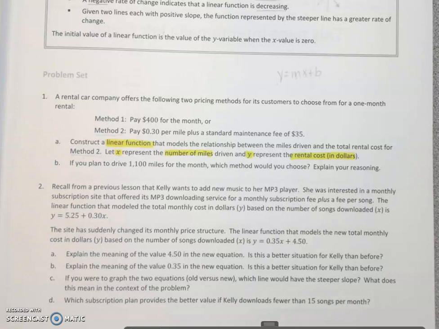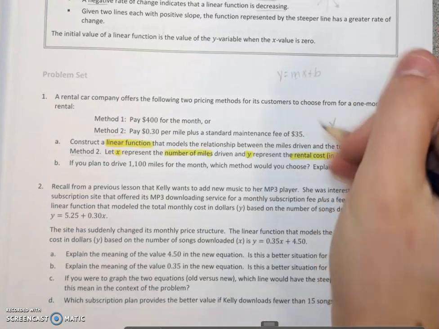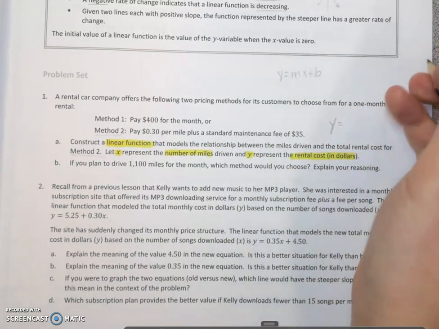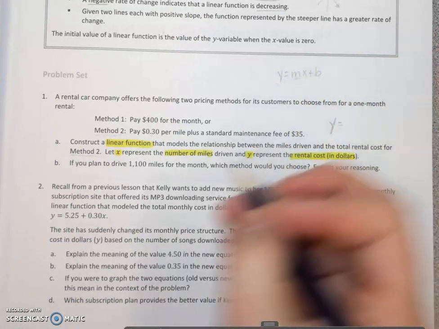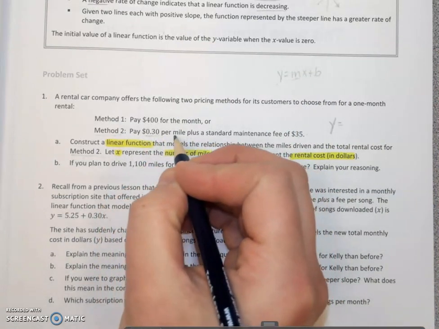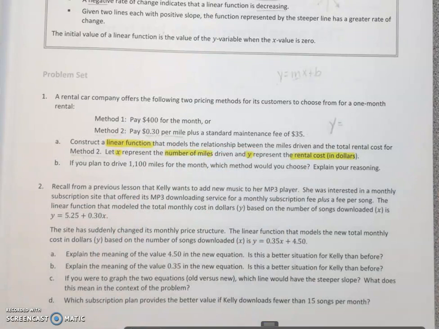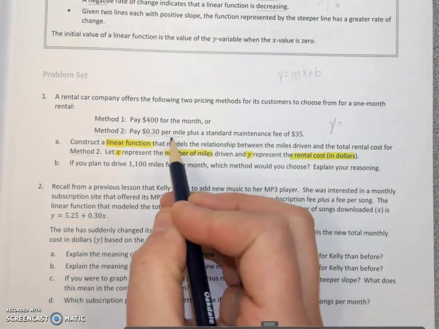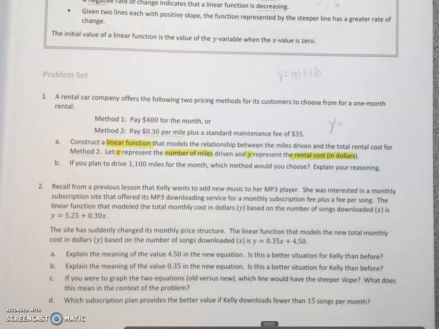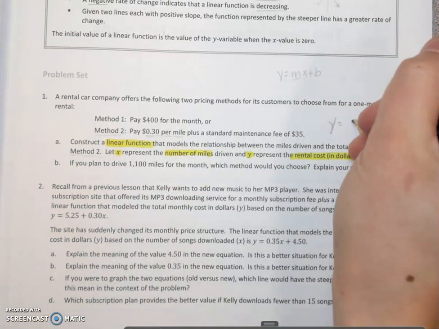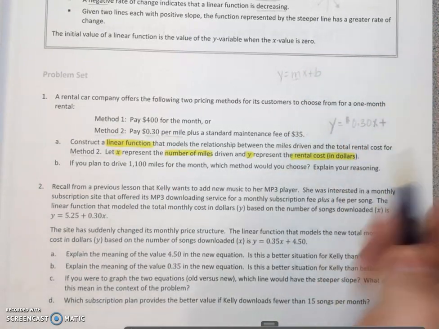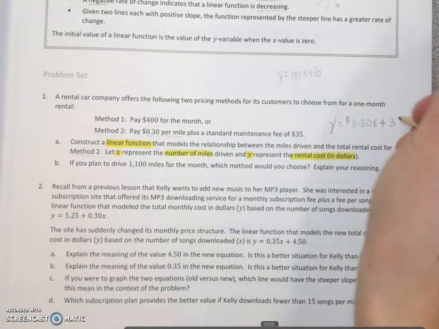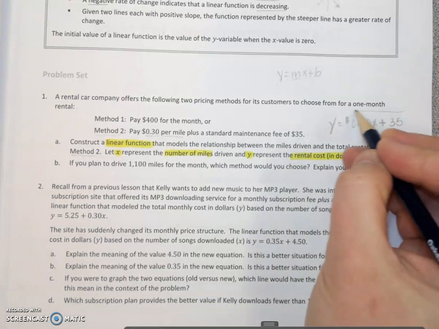Okay, hopefully you wrote it down so you can compare and check your work against mine. So we don't know the total cost. So my total cost, which is y, just needs to be y because we don't know it. And then our slope, our m, the thing that's changing is going to be our 30 cents per mile here, because as our miles, which is our x, go up, this is going to increase. So it should look something like this. And then our b, our $35, is our maintenance fee. That should be what your linear function looks like for A.